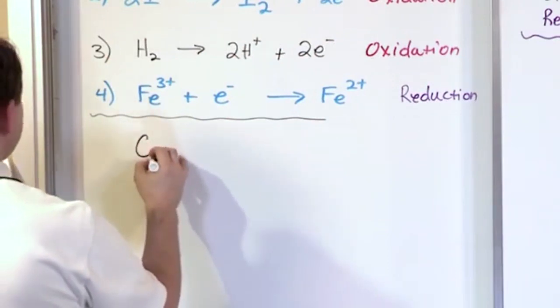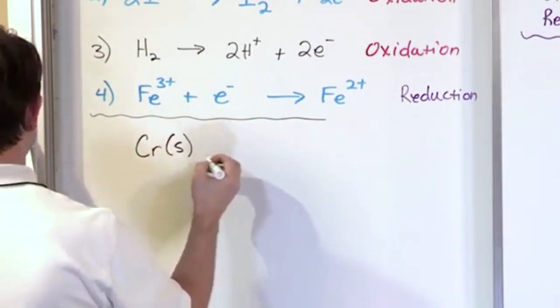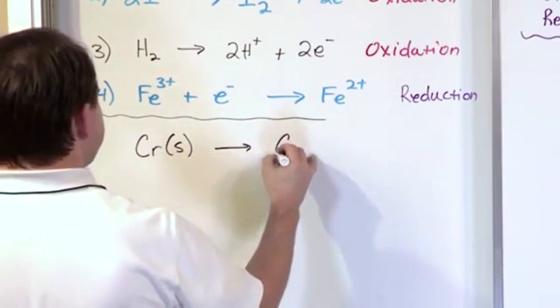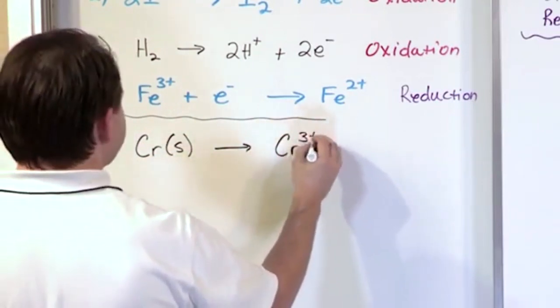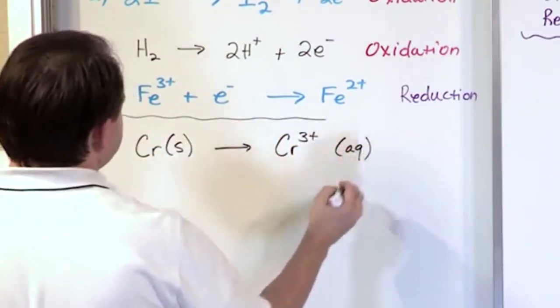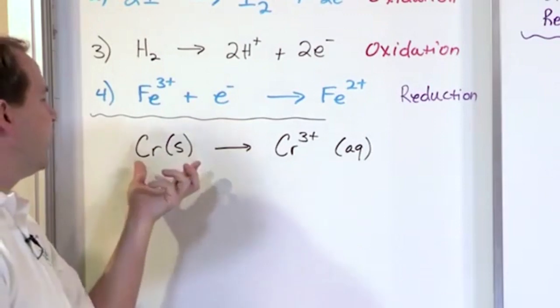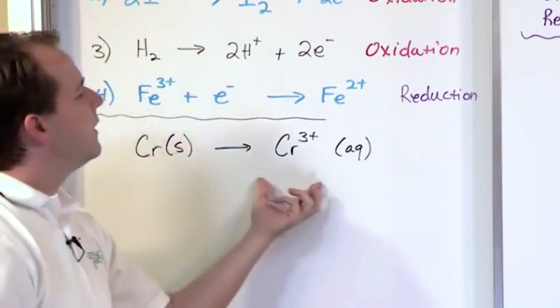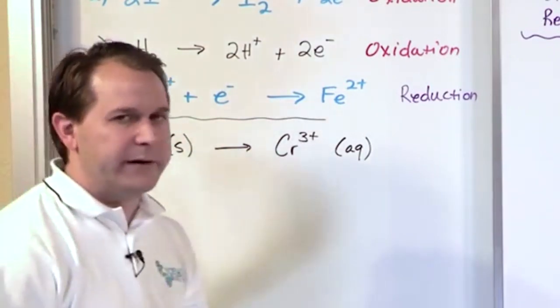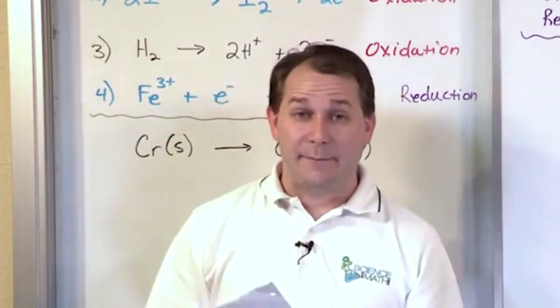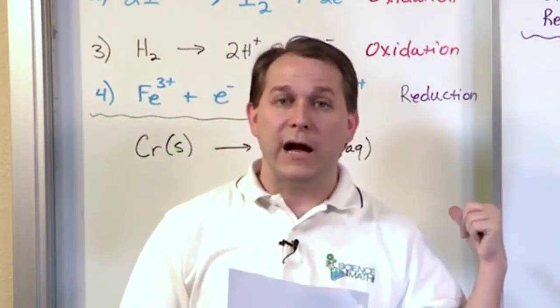So let's say you have some chromium, which is a solid. And let's say it ends up becoming chromium, but with a charge of +3. And let's say this is an aqueous solution. Okay? Now, there's obviously something missing here because you can't just spontaneously go from having a neutral atom of chromium to an atom with a charge of +3.